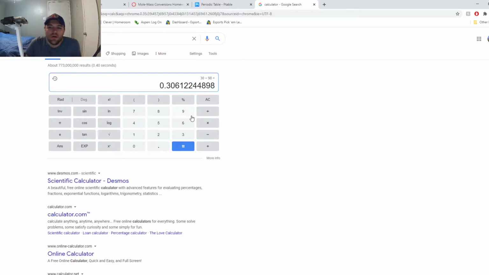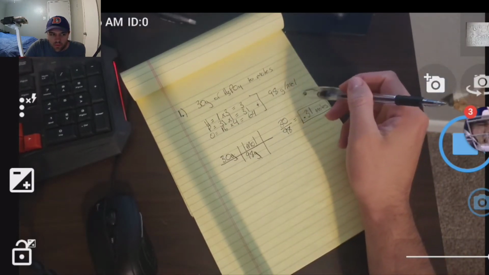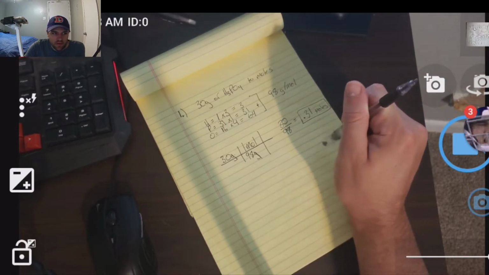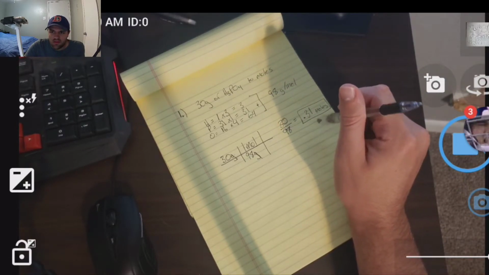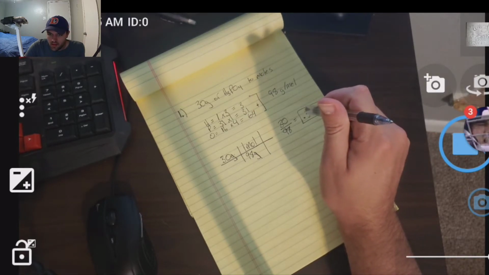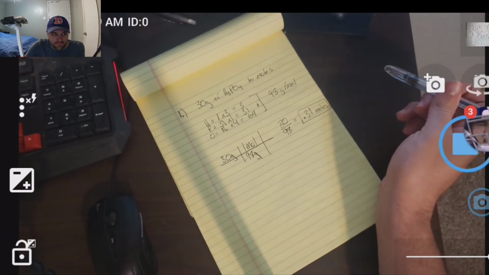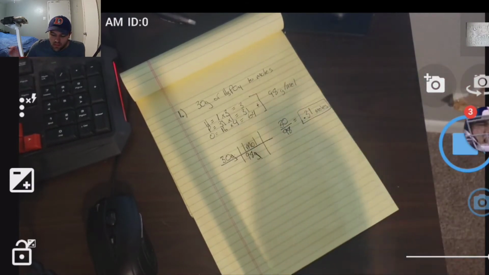Okay. So for all of these problems, remember when you're doing the masses of the elements, round those to the nearest whole number. And then when you get your final answer, I want you to round that to 2 decimal places. So that one was 0.3061 and so on, and we rounded that down to 0.31 moles. So that's going from mass to moles.